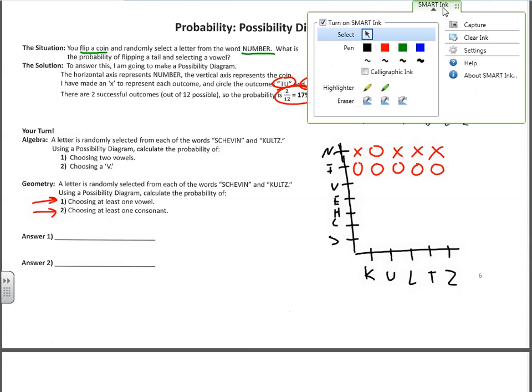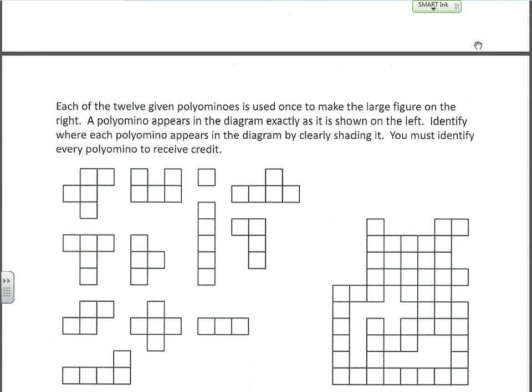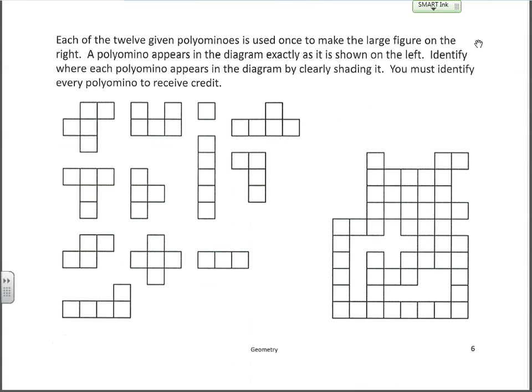And now, last but not least, polyominoes. You've got 12 of them there. Each of them fit in the diagram in the same position as they are listed. There's no turning, no flipping, anything like that. And you need to identify where each one is. All right, that is math packet number 6.